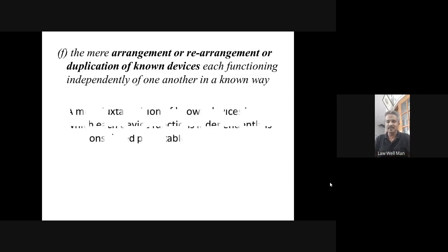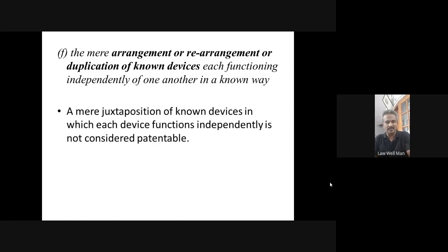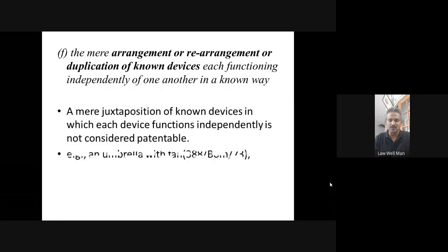That is 3F. The mere arrangement or rearrangement or duplication of known devices, each functioning independently of one another in a known way, is not patentable. Let's think of this one. A mere juxtaposition of known devices, where each device functions independently, is not considered patentable. An example could be an umbrella with a fan. What happens is just an arrangement of known devices: umbrella is already known, fan is already known. You're just putting this together.